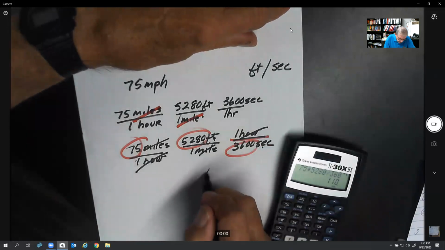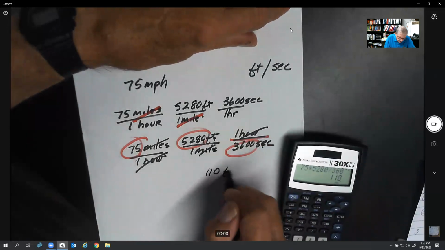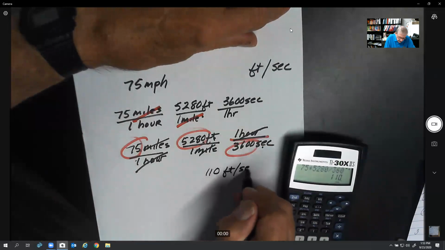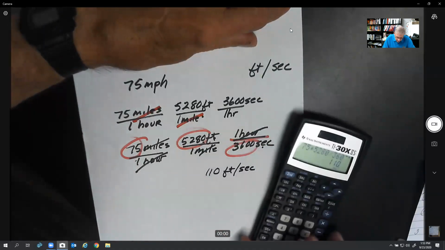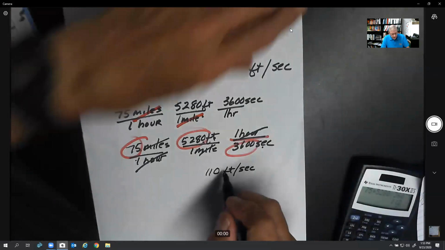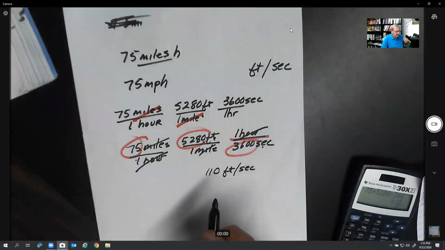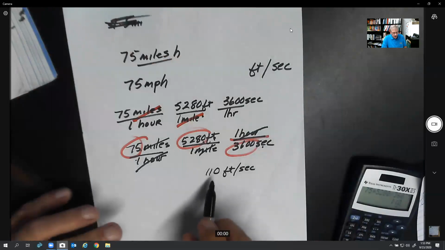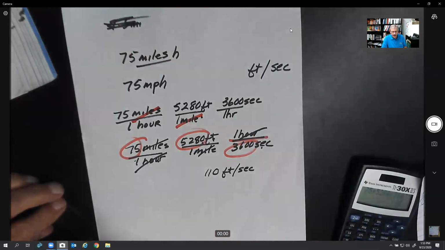Did I do it right? I'm going to check it. That doesn't seem real high, but could be. 110 feet per second. Let's double check it. 75 times 5,280 divided by 3,600. 110. So that means in 1 second, if you're going 75 miles per hour, you're going to go 110 feet.